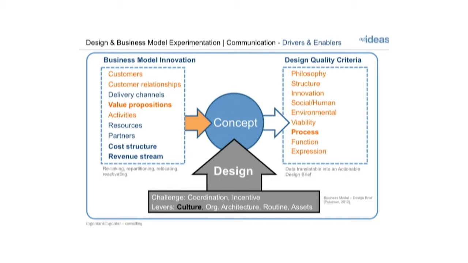Then basically, these business model components need to be translated into the 9 design quality criteria. And here, of course, the designers have influence on all 9 of them, right? And the way you make that translation, it's the organization that does that. So it's through your coordination and your incentives. It's how you align the project with the culture, the organizational architecture, your routines and assets. And as you can imagine, how you align these is going to determine your competitive advantage.